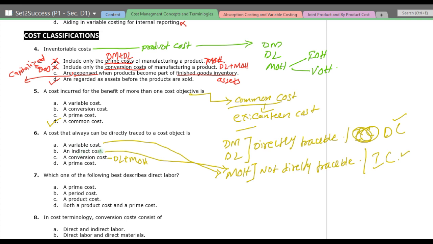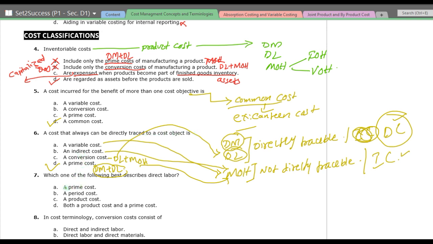So indirect cost is a manufacturing overhead, and we have conversion cost, that is direct labor. Here direct labor is a direct cost and manufacturing overhead is an indirect cost. So the option that is correct is the prime cost, because prime cost includes only direct material plus direct labor, which are direct costs. So a cost that can always be directly traced to a cost object is a prime cost.